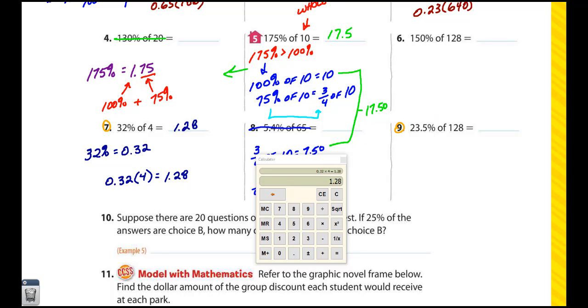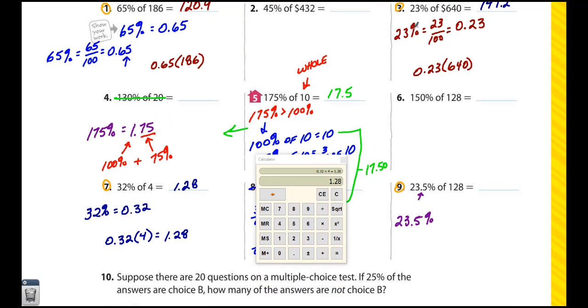And finally, 23.5% of 128. This is a great problem because it starts to show us what happens when we've got this decimal in our percents. A common mistake students would make here would be to either leave the 5 off, or they would suddenly change this 2 to a whole number. We want to be sure we avoid that. 23.5%. We want to think about what we've done on all the rest of these. So 32% was 0.32. If I scroll up a bit, 23% was 0.23.